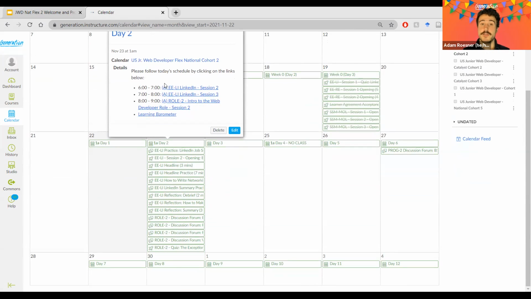Asynchronous again means you complete these on your own time. You'll see times listed here, 6 to 7, 7 to 8, 8 to 9. This is just to give you a rough approximation of how much time we think you should be devoting to a particular session. It is not to say you must complete it between 6 and 7, 7 and 8, 8 and 9 o'clock Eastern Standard Time. It is simply to say we think each of these things will take you roughly an hour to complete.